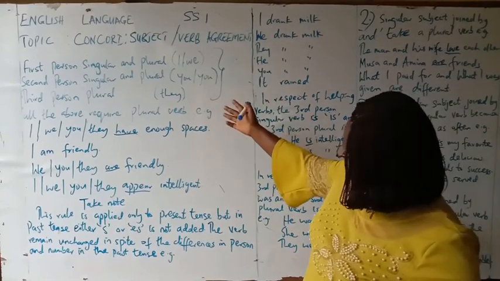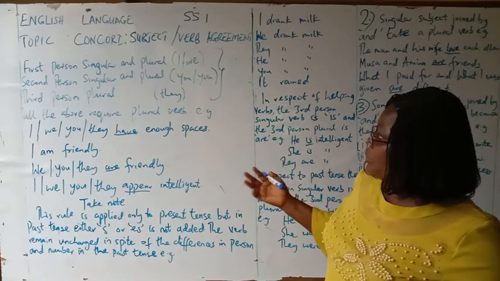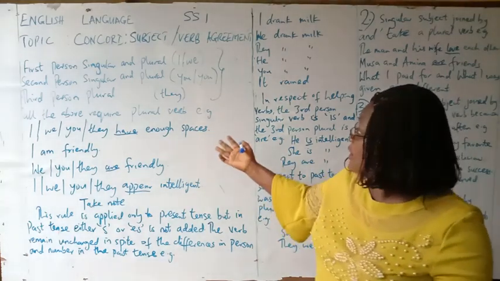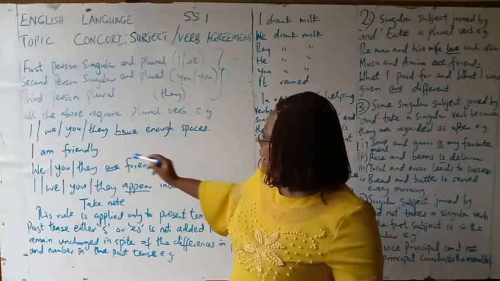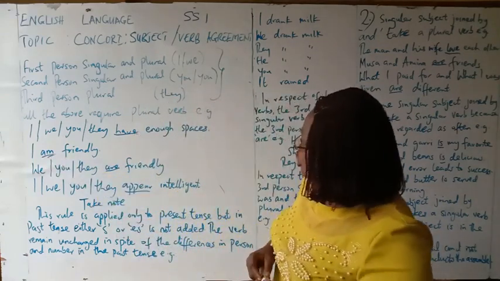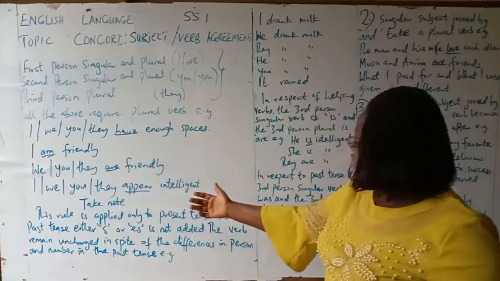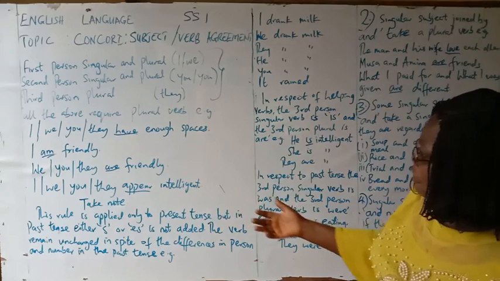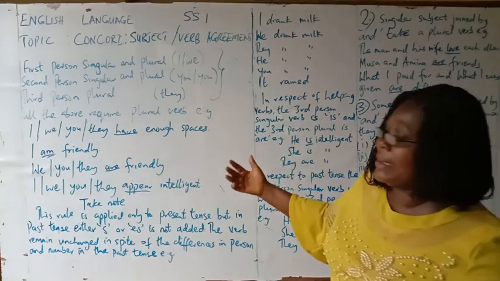All these, like I said, require plural verb. For example, I have enough space in my house. We have enough spaces in our house. You have enough space in your house. They have enough spaces in their house. What are we after? Have, a plural. I am friendly. This is also a plural verb. Then, we, you, they are friendly. I, we, you, they appear intelligent. Plural verb. But I would like you to take note of the fact that this rule only applies to present tense verb.